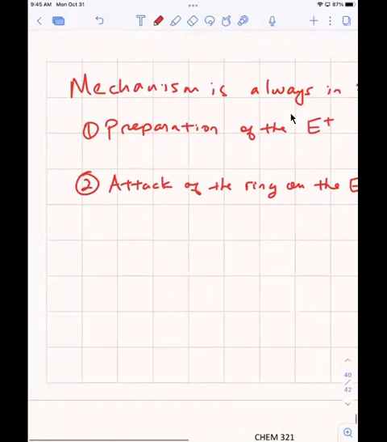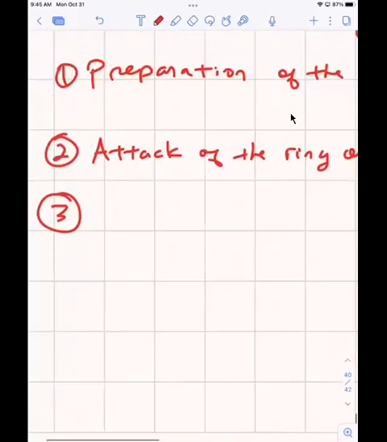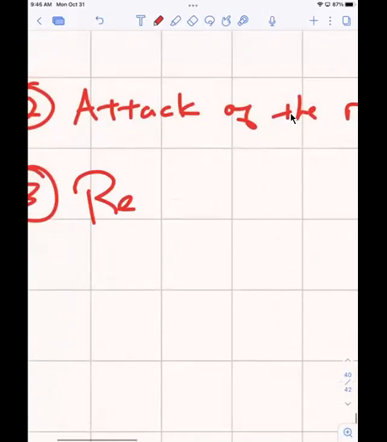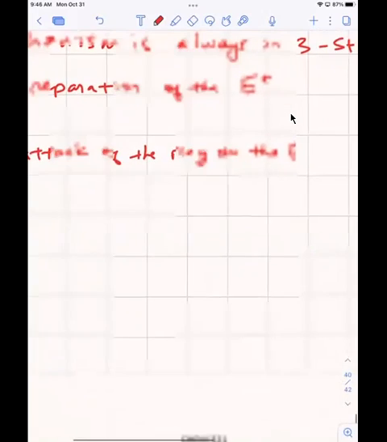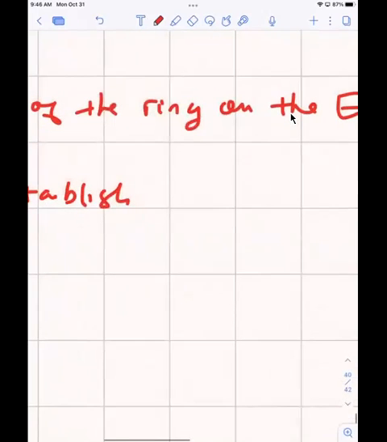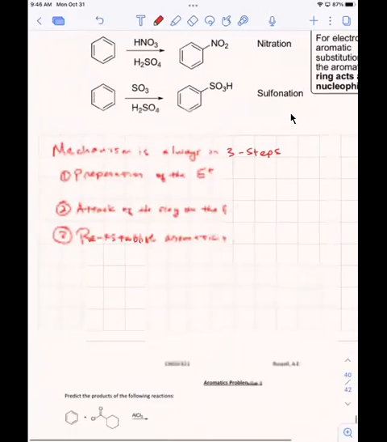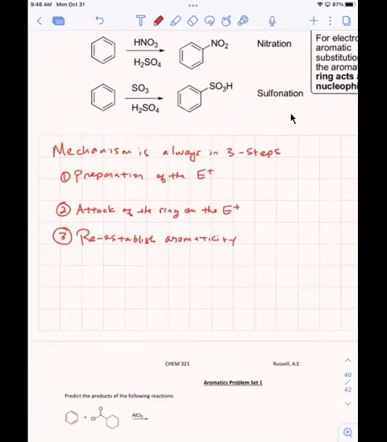And then the third step is to reestablish aromaticity. Every one of these reactions is going to follow this path. So if you see one mechanism, then you can apply that logic to all of these reactions.